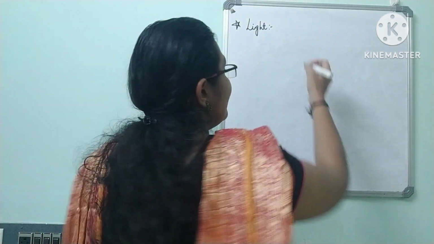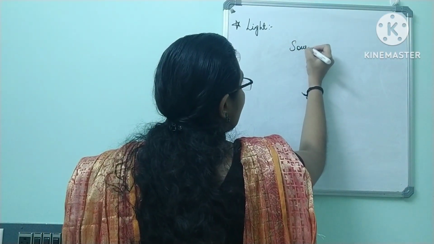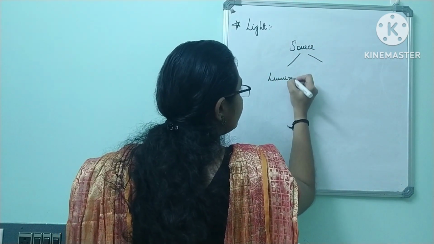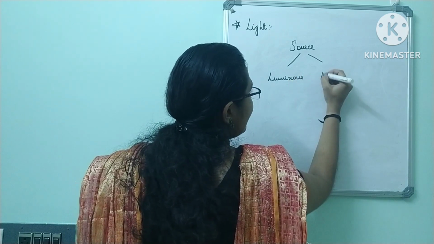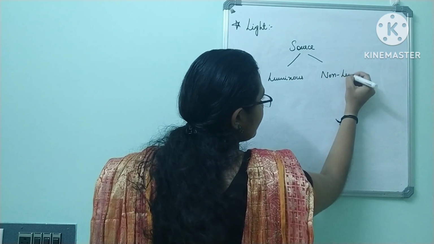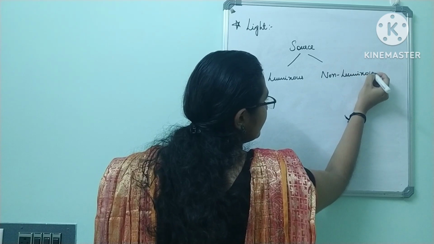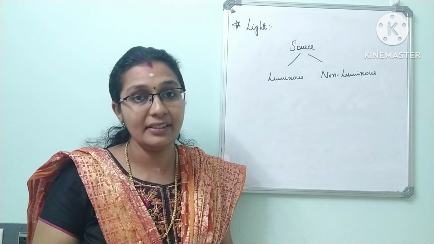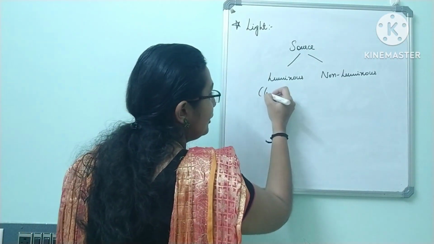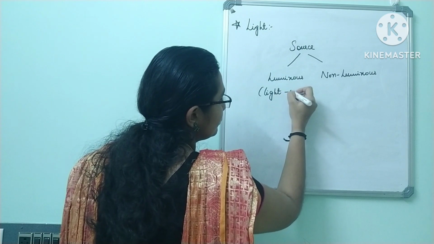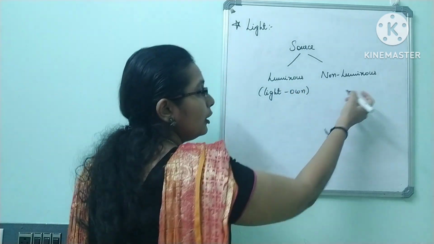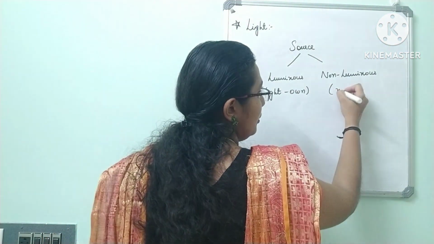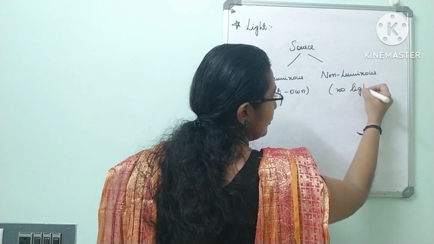Generally the source of light can be divided into two. One is luminous object, another is non-luminous object. So what do you mean by luminous and non-luminous? Luminous means one which has light on its own. Non-luminous means it doesn't have light on its own.